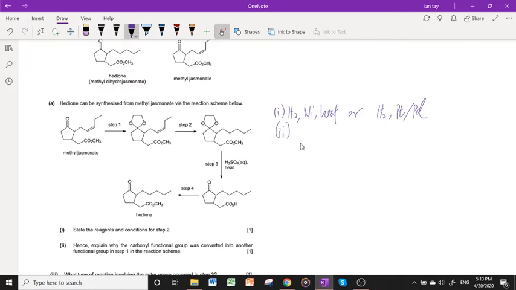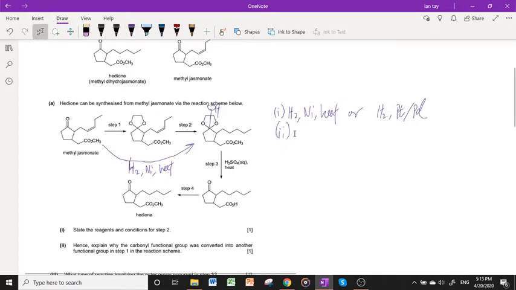So hence explain why the carbonyl functional group was converted into another functional group in step 1 in the reaction scheme. So in this case, it's very obvious that the carbonyl group would also have reacted if step 2 was applied to it directly, which is H2, Ni, heat, right? What will you get? You actually get a secondary alcohol, right? So that is not desirable. Why? Because we want to preserve the carbonyl functional group. So we can express our answers like this in two parts.